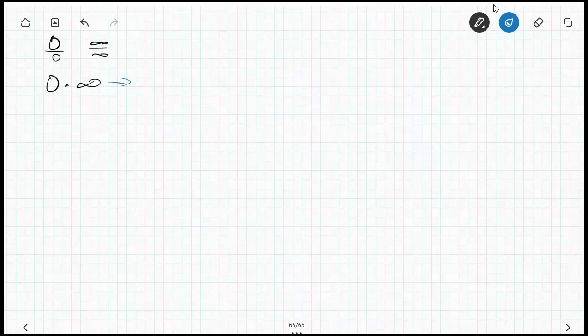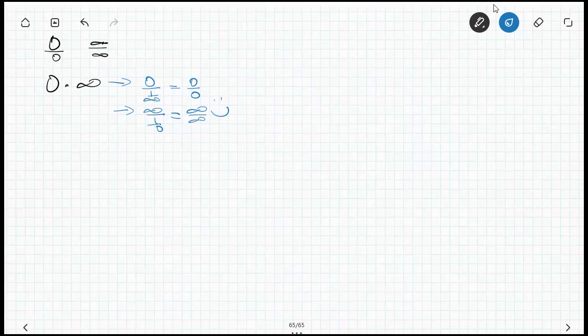Do you agree that I could rewrite 0 times infinity as 0 over 1 over infinity, which turns into 0 over 0? I could also rewrite this as infinity over 1 over 0. Now, think limits, you guys. We're talking about limits. That's a really good way to deal with this. Now, this turns into infinity over infinity. Both of these definitely earn the smiley face stamp of L'Hopital's approval.